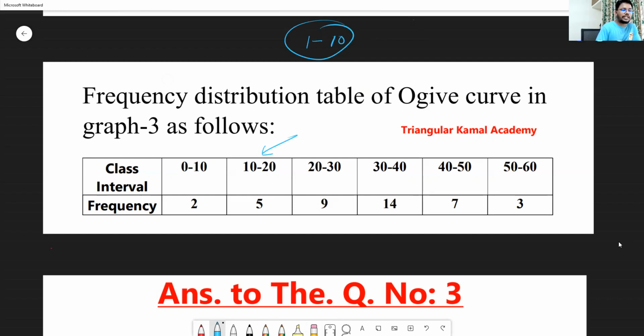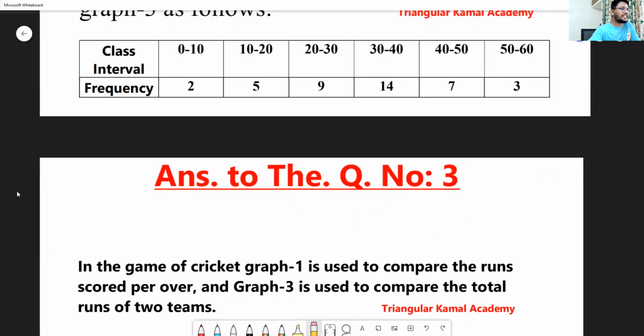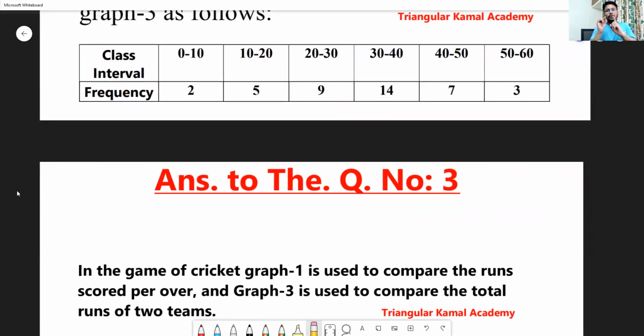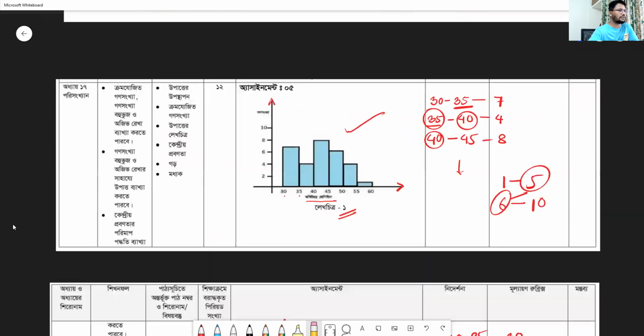So it must be started from 0. Now the next one, okay, now this is done. Now the next, another most important question in the cricket match: which graph is used to explain each over's run, each over's score? So now if we see the graph here, come back to the first graph.